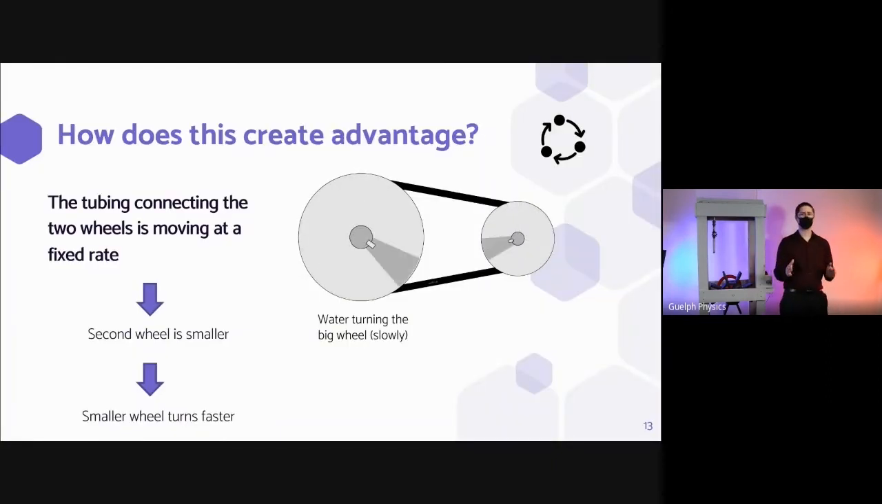So the core idea is that the wire connecting the two wheels is always moving at a fixed rate. But since this second wheel is much, much smaller, as that string rotates and moves around, it has to travel a smaller distance on the smaller wheel than it does on the larger wheel. So ultimately, since the second wheel is much smaller, it turns much, much faster, and we get a faster rotational motion. This becomes incredibly important for our next system, where the speed of rotation is important to how well it works.